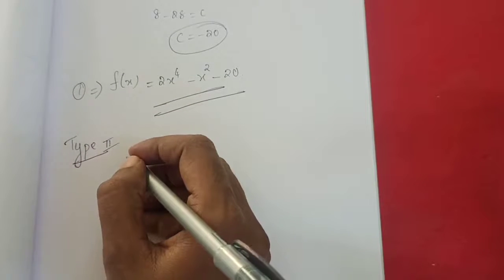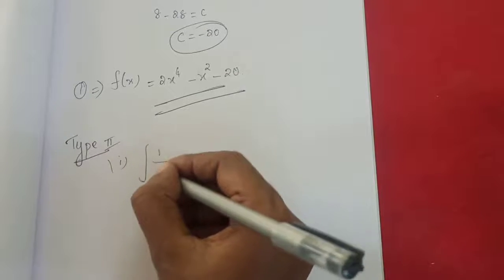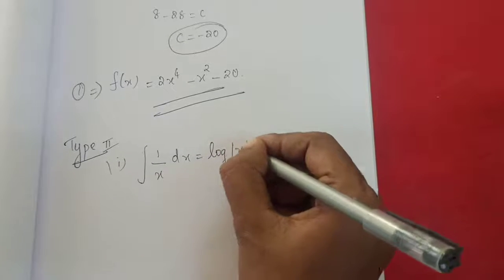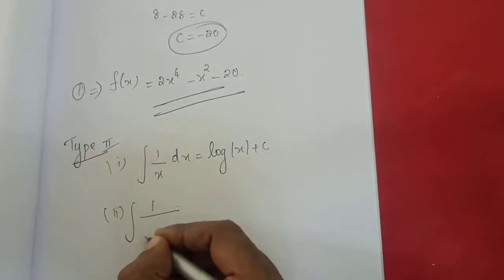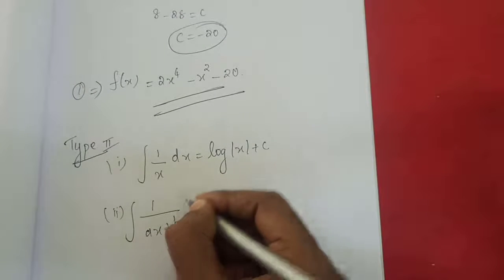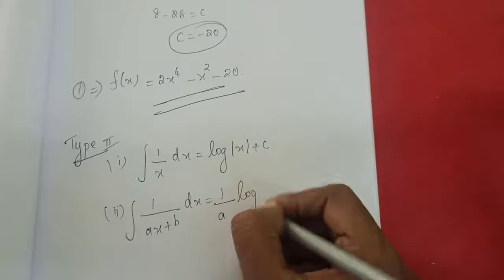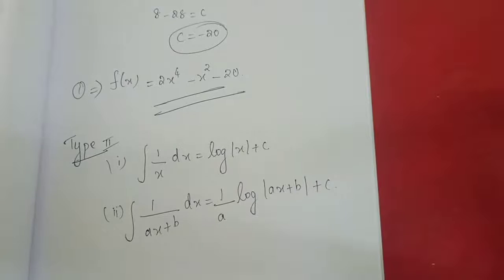Type 2. First I am giving the formulas for type 2. First one is integration of 1 by x dx is equal to log mod x plus c. Second formula is integration of 1 by ax plus b dx is equal to 1 by a into log of modulus of ax plus b plus c. So these are the 2 formulas we learned here. The first exercise formulas we will also use here again. So please learn the formulas regularly.